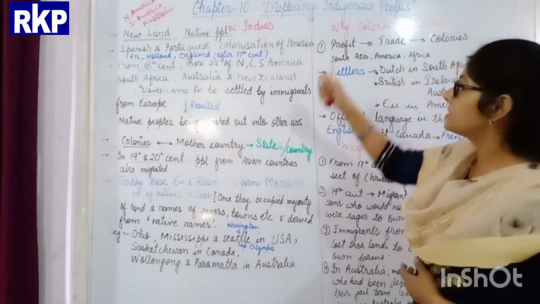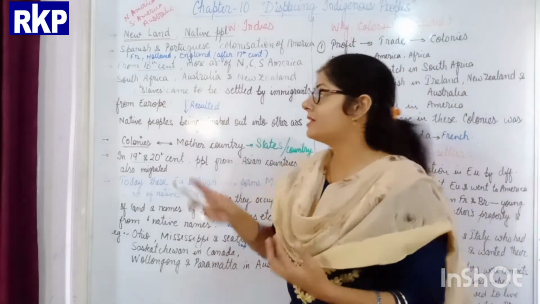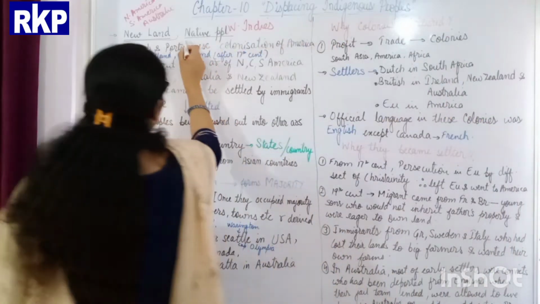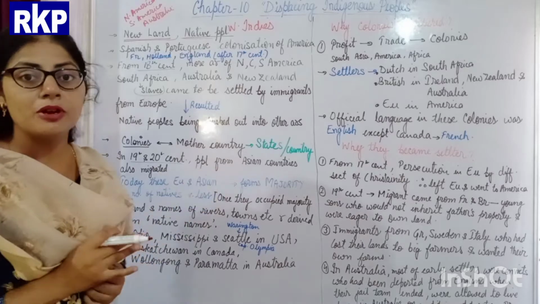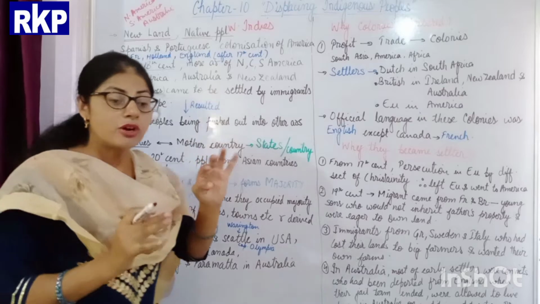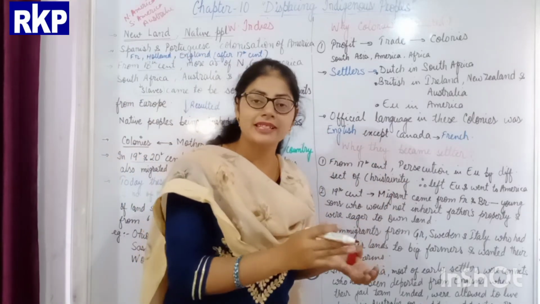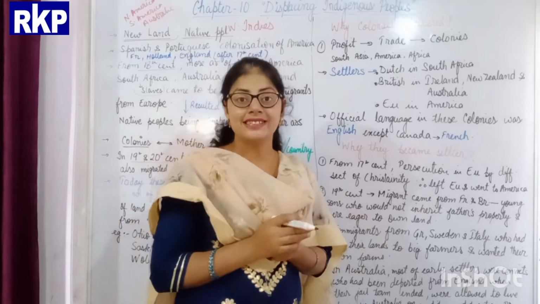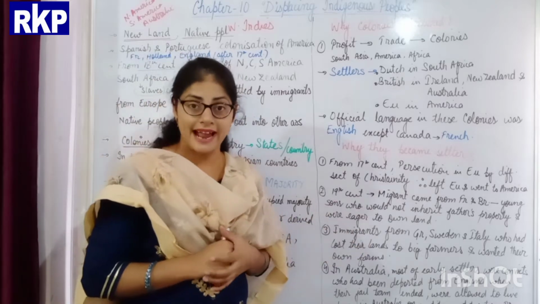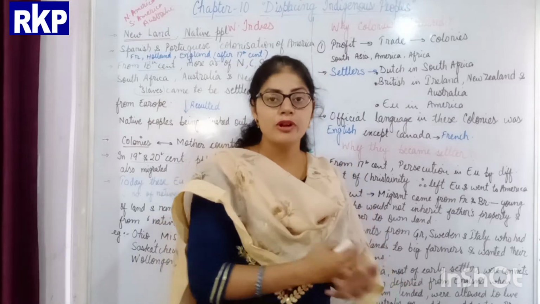So as the name suggests, displacing indigenous people. Indigenous means local people. Or you can also use the term native people. Native means the local people of the place of these lands, North America, South America, Australia. Because before these lands were discovered by the Europeans and later reached by the Asians, there were people who were living over these lands. And those people were said to be the local people, native people of the land.